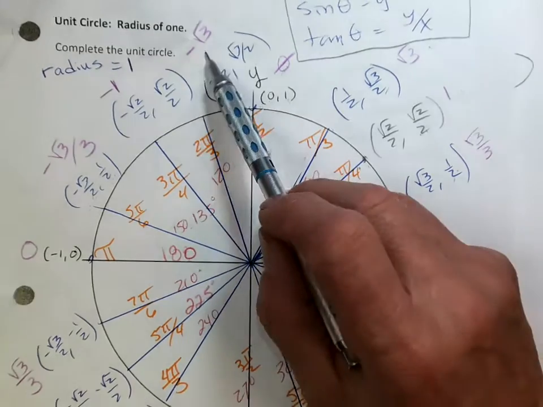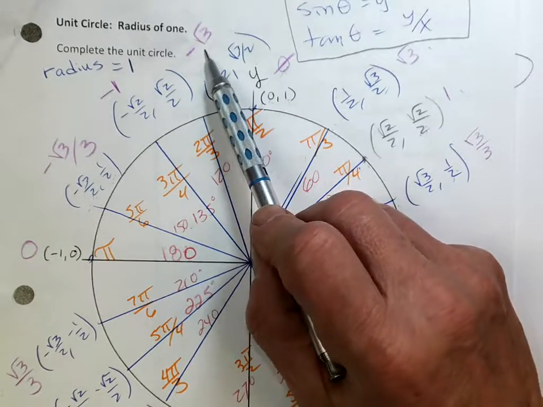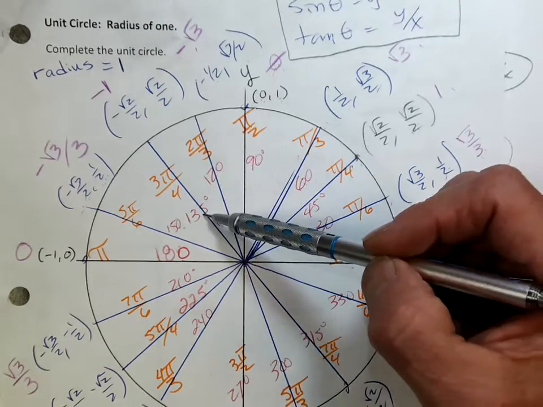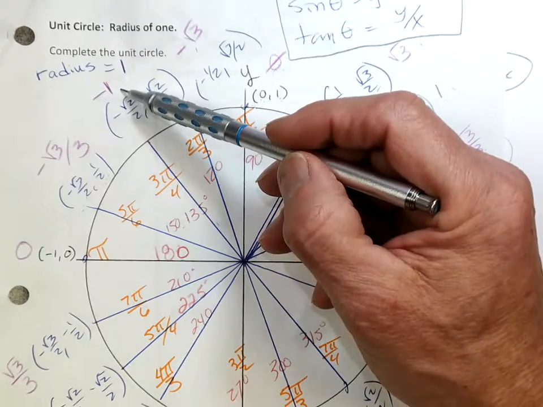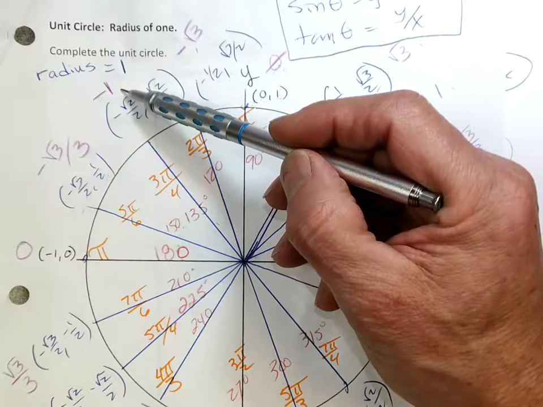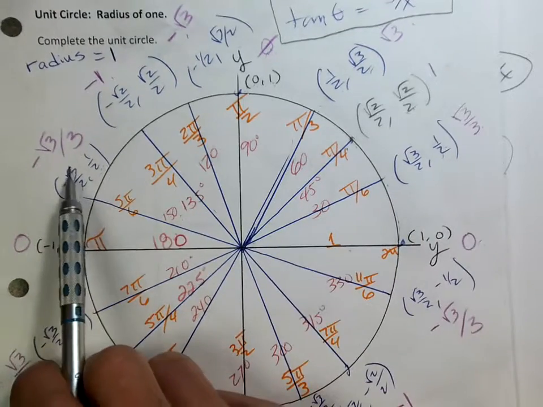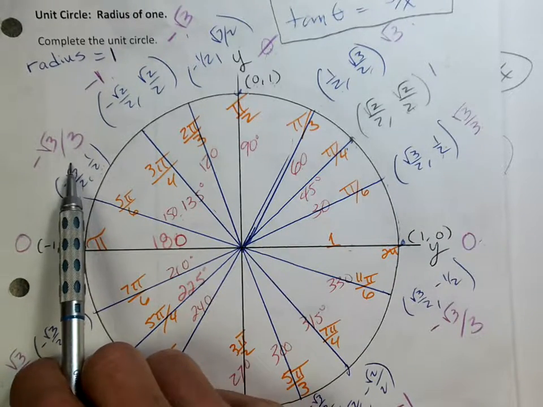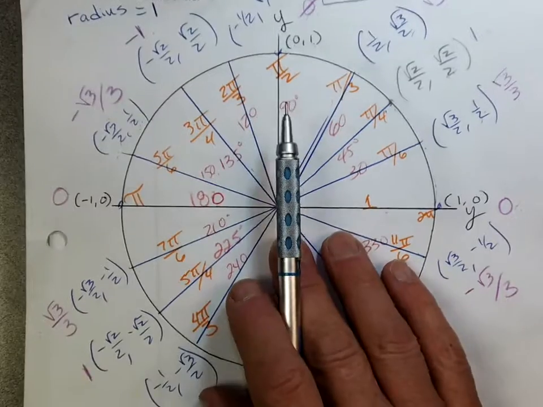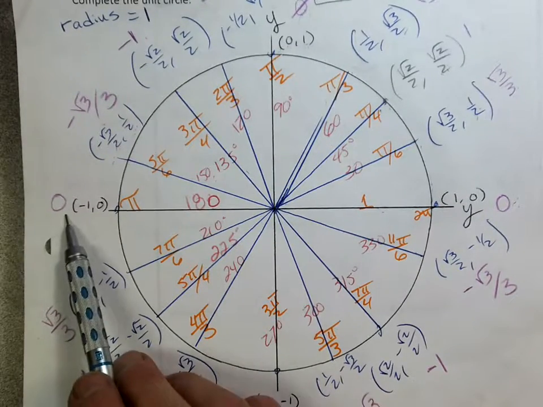120 degrees is negative square root of 3. 135 degrees, the tangent value is negative 1. Negative 1, yeah. And luckily we have it up there too. That's a lot neater than what's here. 150 degrees is negative square root of 3 over 3. Tangent of pi, or 180, is 0.